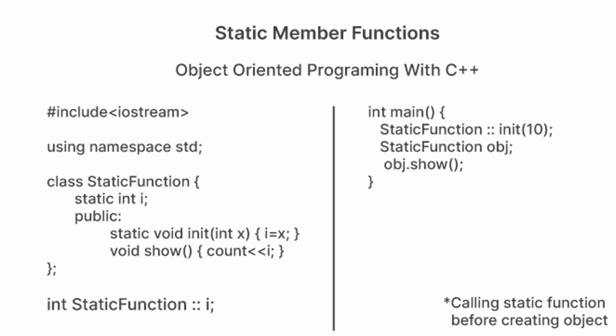Another example. Here we have a static integer i, and a static function in public: static void setI(int x) { i = x; }, and another function, void show. We call the static member function with the scope resolution operator. The syntax is data type, function name, scope resolution operator and variable. Here we also initialize the variable: the static function with the scope resolution operator initializes it to 10. Then an object is created for the normal variable, and the show method is called using the object.